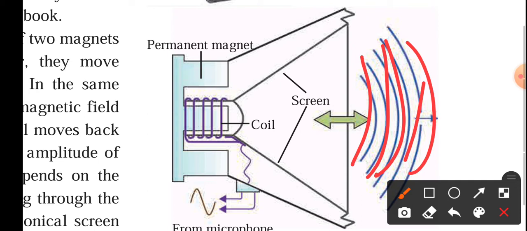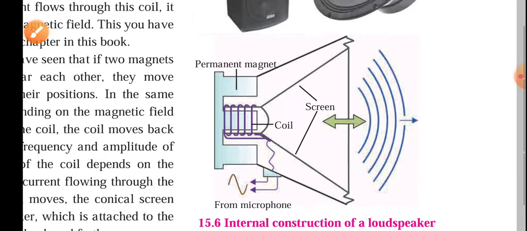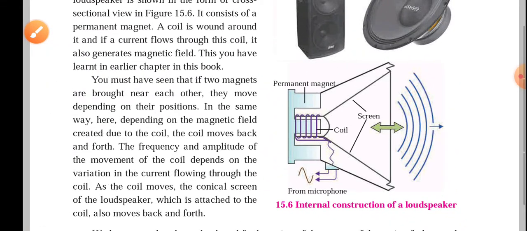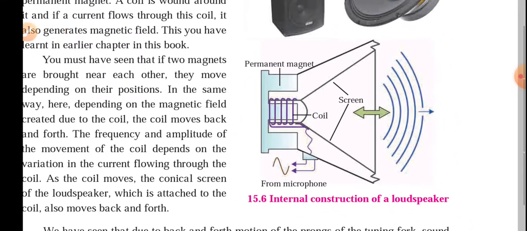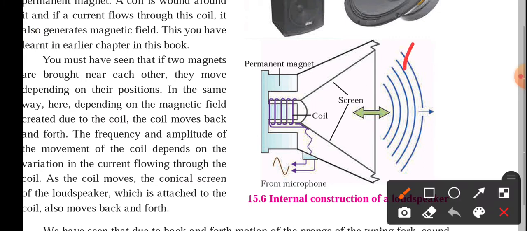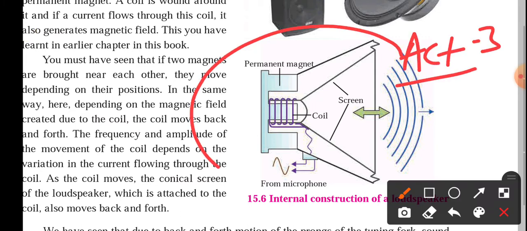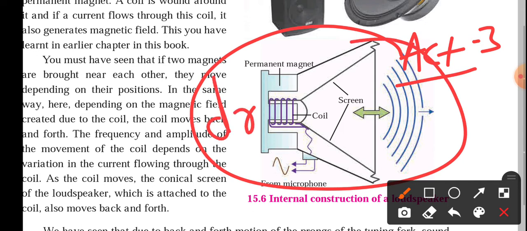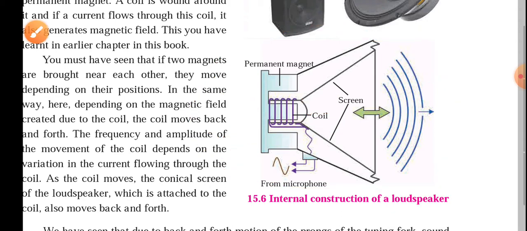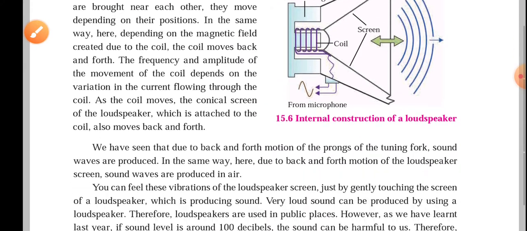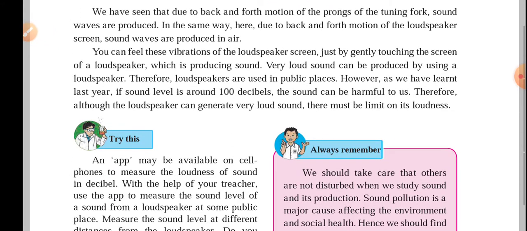This is a simple, short and easy way to understand it. So this is about the speakers and how they are producing sound. This is your activity number 3. This diagram also you have to draw. So this is all about your chapter number 15, that is sound.